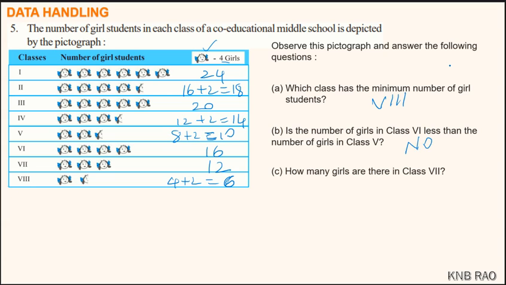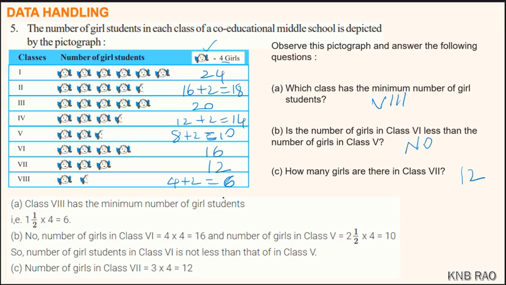Next, how many girls are there in the class 7th? So 12 girls. So these are the 4 questions, and this is how we will write the solutions, children. So note down the solutions, how to write them in your exam.